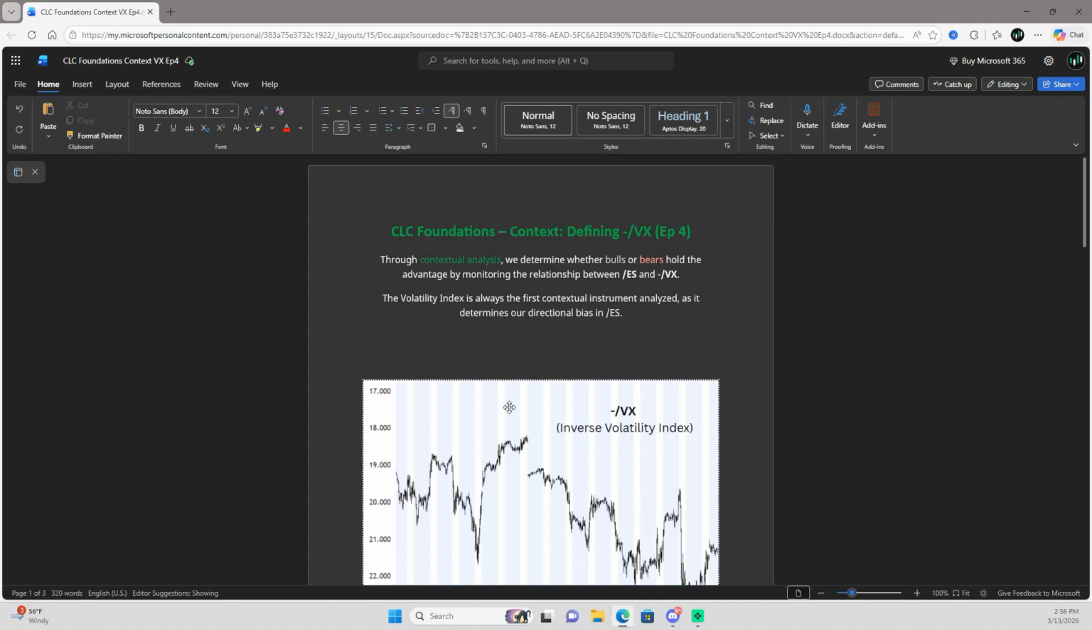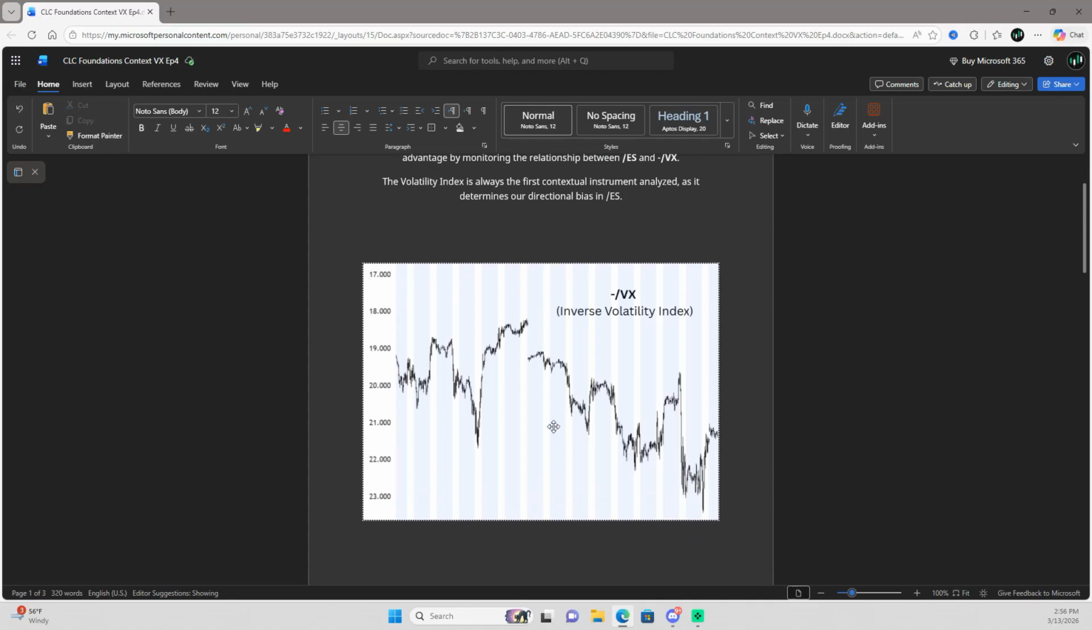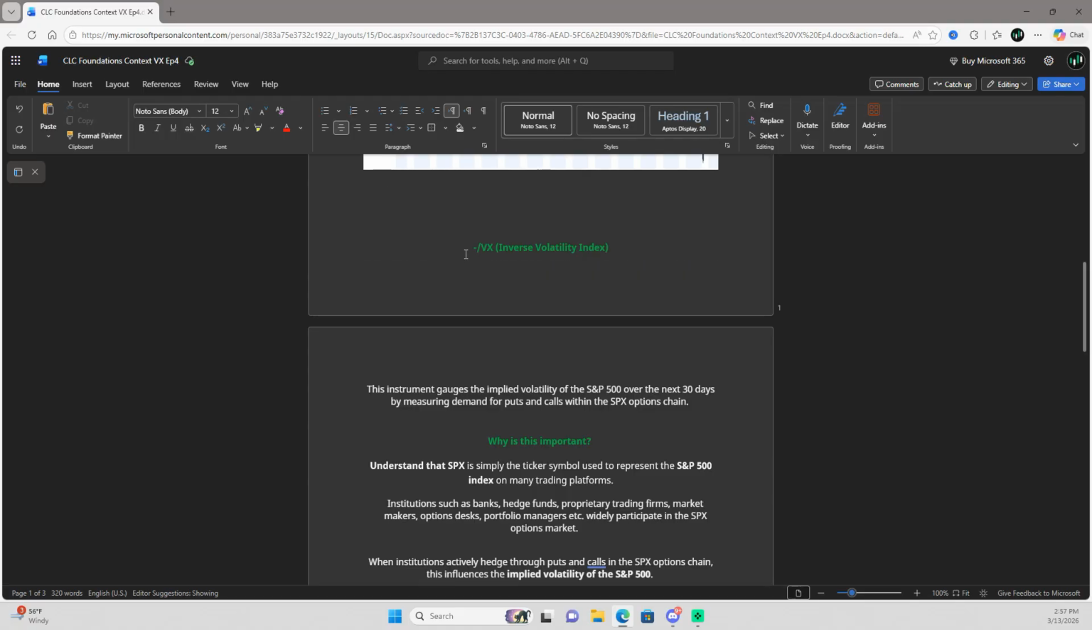VIX gives us our directional bias, and before we talk about how that happens, we have to define it and understand what it means. So this picture right here is the inverse volatility index. That is what I use. So it's essentially just a flipped version of the standard volatility index. You guys are more than welcome, obviously, to use the normal VIX, but just know that I use the inverse volatility index, and this is really just for readability purposes. All right, so let's get into the definition here.